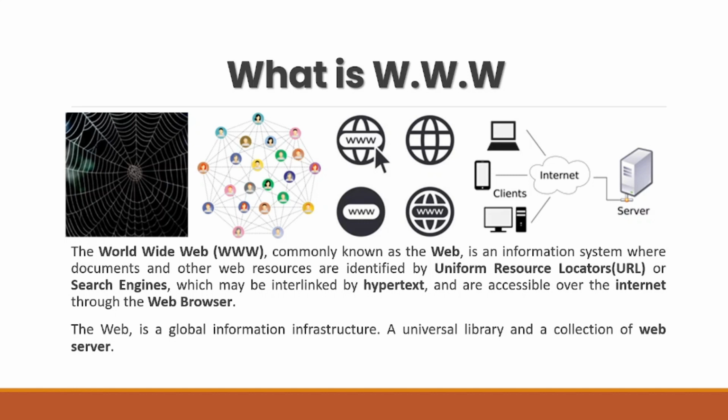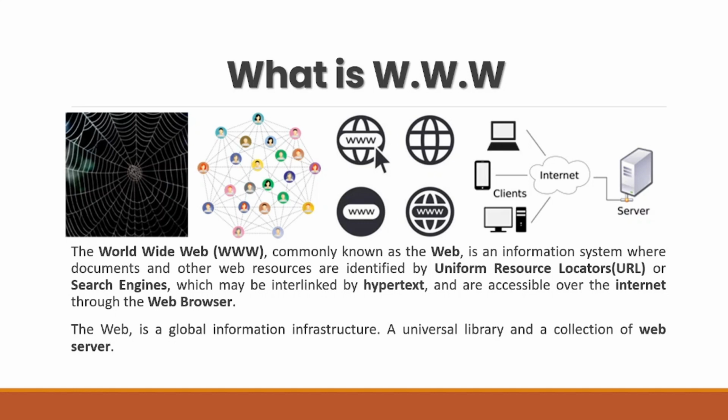A universal library, the web is also a universal library. That means it's like our local libraries we walk into in several communities or schools. But the web is a library that is accessible anywhere and everywhere in the world. That's why it's called a universal library. A collection of web servers, that means where we collect different servers together and make them communicate, sharing information that they gathered.